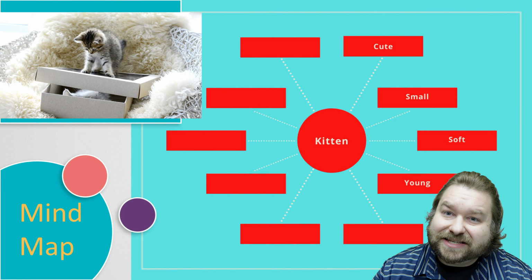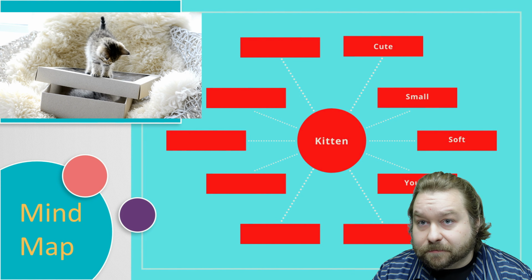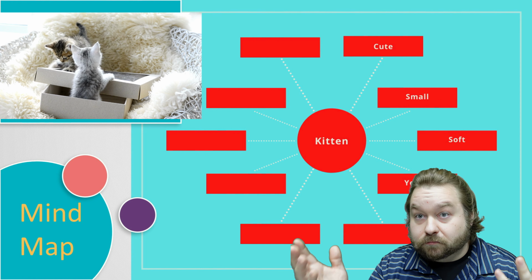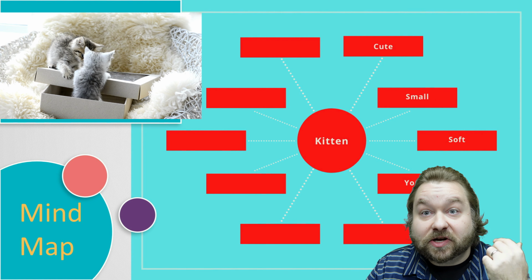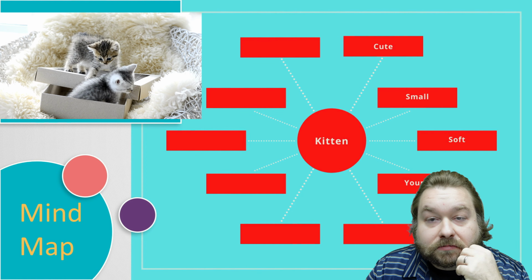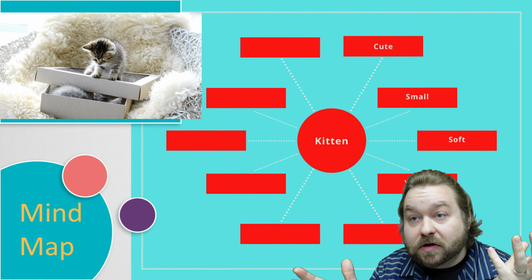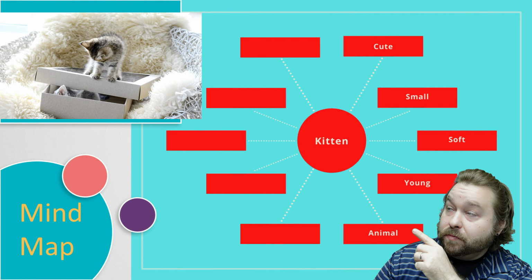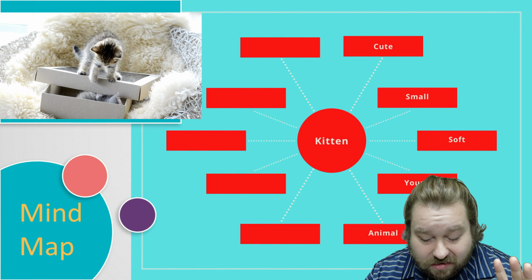How else can we describe a kitten? Well, what is a kitten? What is anything like that? What is a dog? What is a zebra? It's an animal. Okay, cool. A kitten is an animal. Boop, we've got animal. All right, all right.